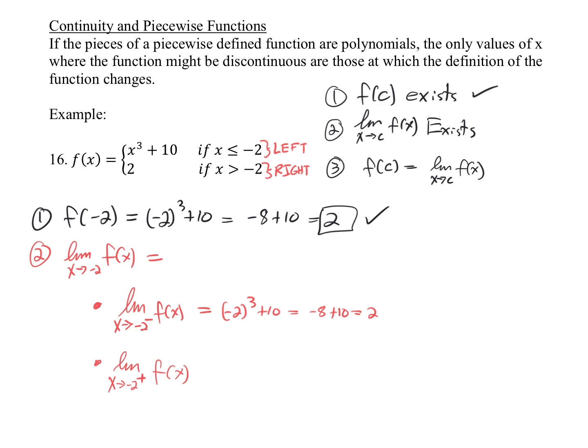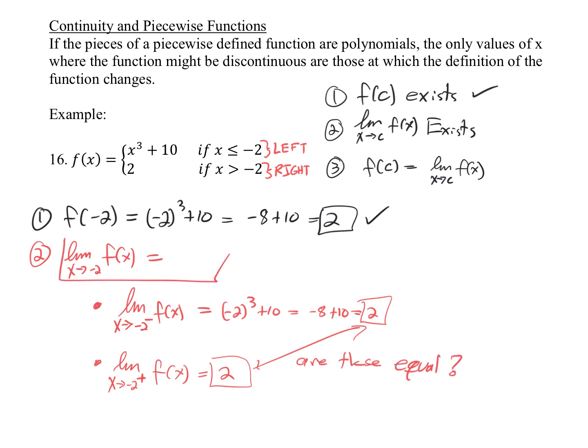If you want to plug -2 in here, there is no x value. My answer is just a constant. So whatever this number is, that's the number that I get to write down here. So this is equal to 2. We now need to check if these two things are the same. Are these equal? If they are, then we are allowed to say that the limit of the function is actually equal to that number. So in this case, both of these values were 2, so we can say the limit of our function is in fact 2.